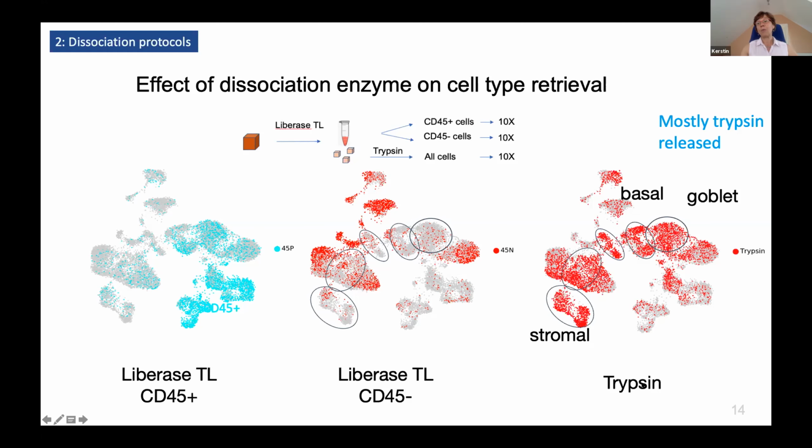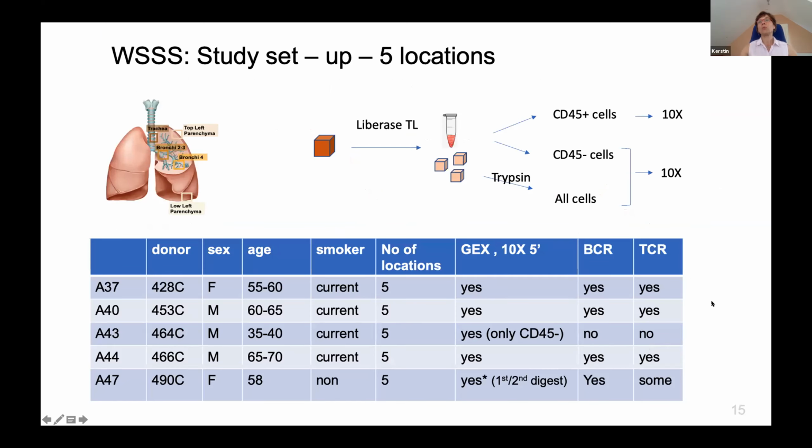But very interestingly, once we also treated with trypsin, some areas were really much better represented in these cell populations. In particular, we see much better representation of stromal cells, but also basal and goblet cells seem to be better represented after trypsin treatment. We also noted that most of the trypsin-released cells in this experimental setup were not CD45 positive. So as we went forward for a larger experiment, we actually combined the CD45 negative fraction with the trypsin fraction to reduce the number of experiments.